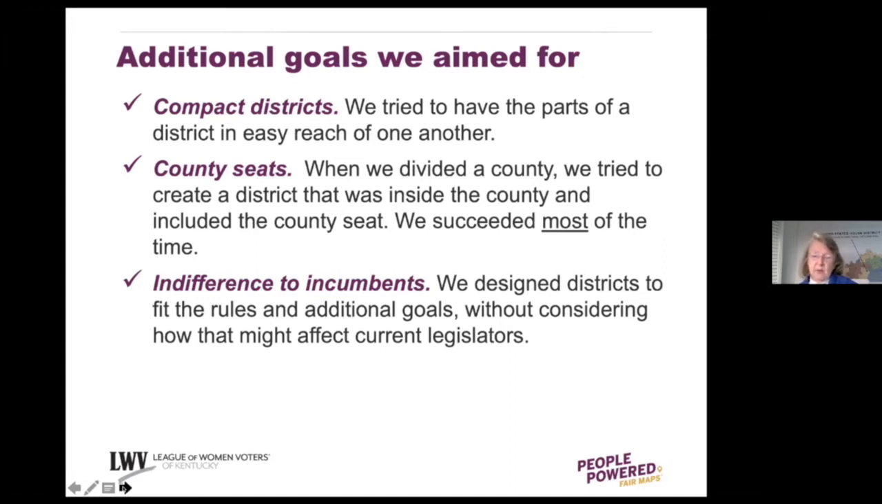And then Susan paid absolutely no attention to incumbents and where they live. So we avoided trying to bias the districts based on any knowledge of where legislators lived or didn't live. And that Susan did very nicely.